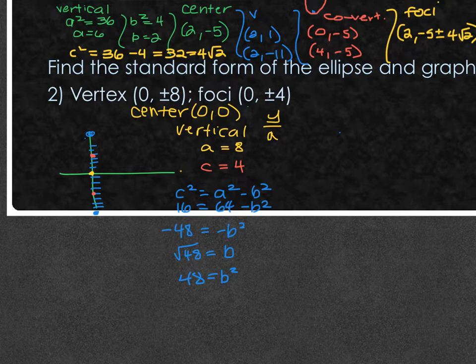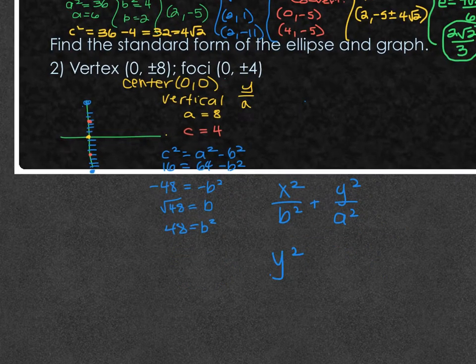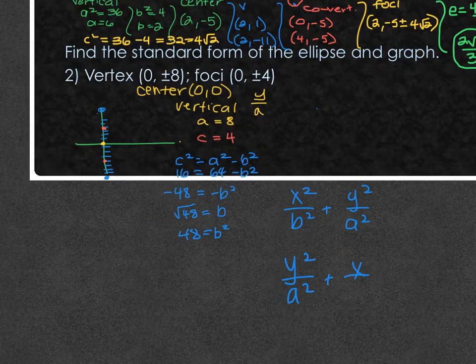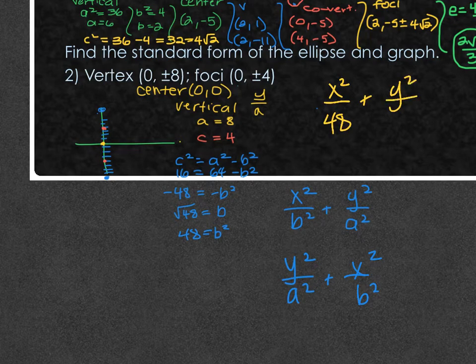So from the initial part, knowing that it's vertical, and the order here doesn't matter, I can say x squared over b squared plus y squared over a squared, or you can say y squared over a squared plus x squared over b squared. As long as the y gets the a and the x gets the b, the order doesn't matter. So based on that, my center is (0, 0). I'm not adding or subtracting anything from the x or the y. I would get x squared over b squared, which is 48, plus y squared over a squared, which is 64, equals 1.